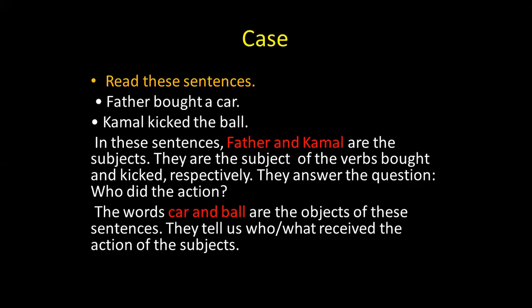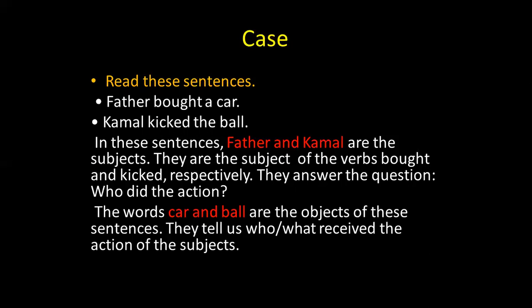Next kind of grammar is known as case. If you are hearing it for the first time, there are two kinds of case. First one is nominative case, and another one is accusative case or objective case. It is very simple. Let us read the rules, then we'll understand what is case, objective case, and nominative case.